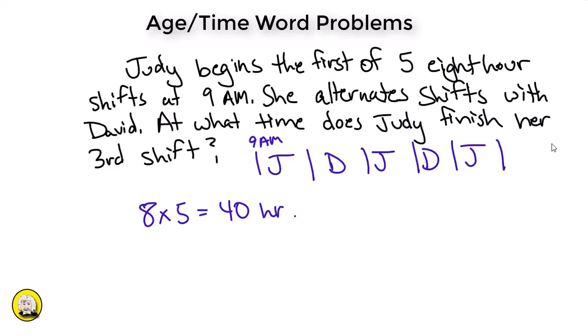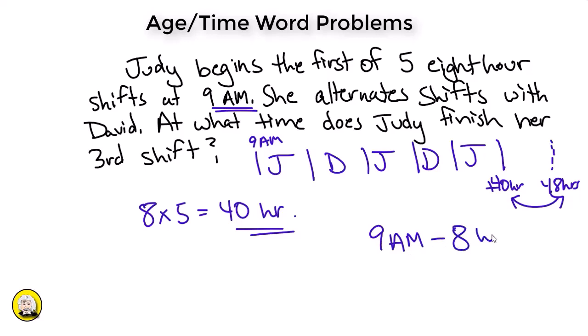We know 48 hours later is the same time, 9 a.m., but 2 days later. 40 hours later is 8 less than that, so it must be 9 a.m. minus 8 hours versus an even 2-day period to 9 a.m. And that in turn equals 1 a.m. So Judy finishes her third shift, the end of 5 total shifts, at 1 a.m.